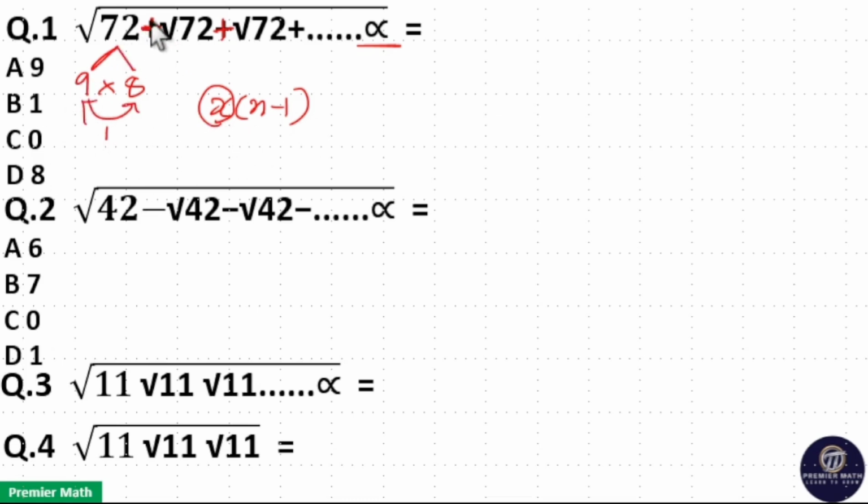Now we have a positive sign between numbers. So take the largest factor. Here the largest factor is 9, option A is your answer. The concept behind this is: root 72 plus root 72 up to infinity, I can take it as y.